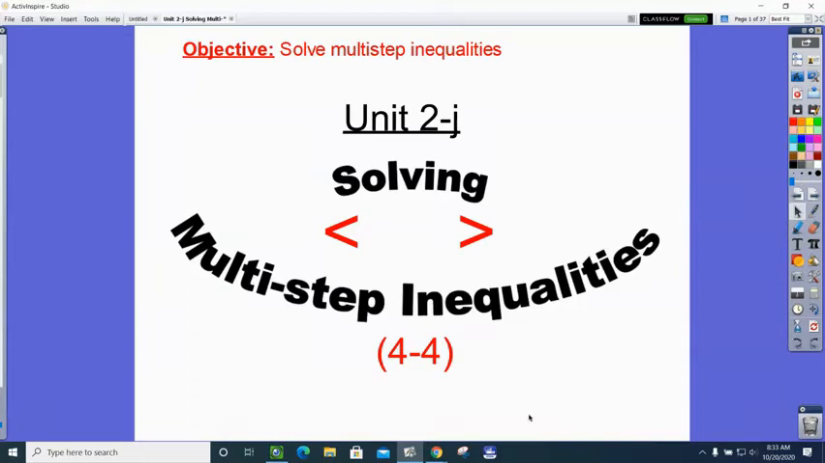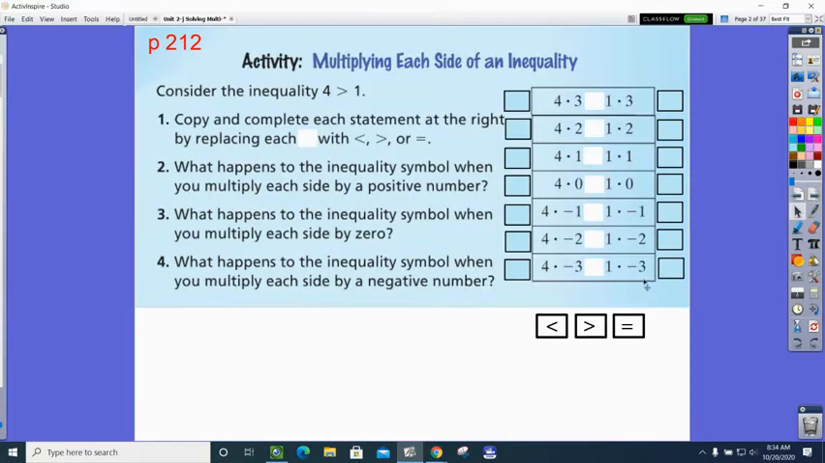Start solving multi-step inequalities. It's really not that different from equations, but there's one exception, one thing we have to look out for today. And that's where we're going to start doing an activity that will discover what I like to call the glitch. So imagine you have an inequality, 4 is greater than 1. Well, that's true. And I'm going to write it over here.